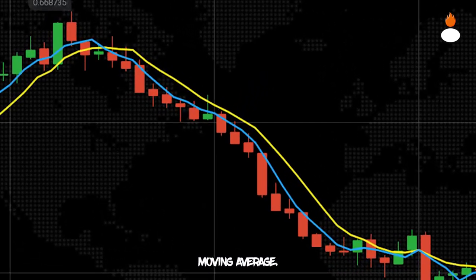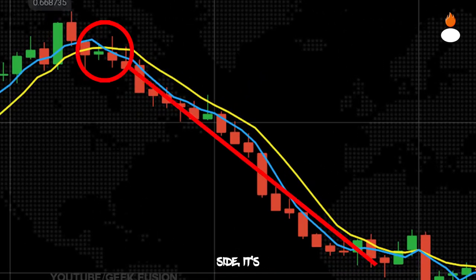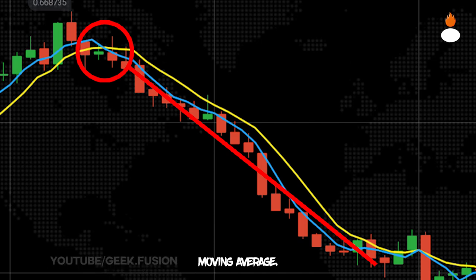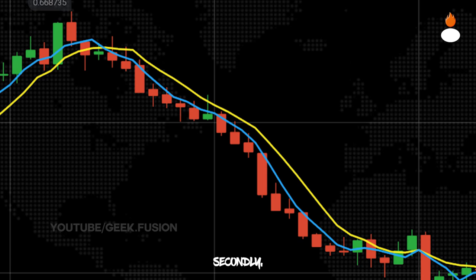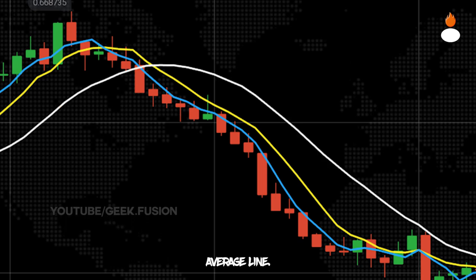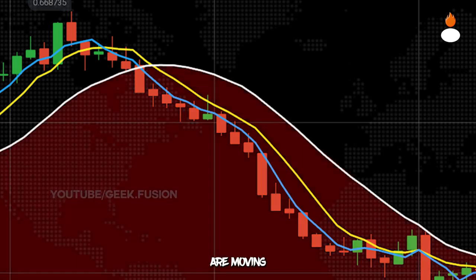First, look at the moving average. If the blue line crosses the yellow line and starts to go downside, it's a bearish signal from the moving average. But it's not enough to make a decision about the market direction. Secondly, look at the white moving average line. If the market candles are moving below the white moving average line, that's another bearish signal for us.